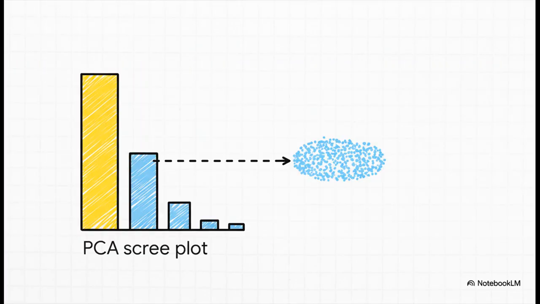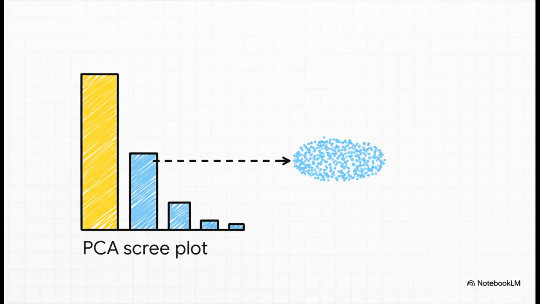Now, if you want a more definitive test, the PCA scree plot is your best friend. This chart basically shows you where all the variance in your data is hiding. And if you see this pattern, one giant bar at the beginning, followed by a massive drop-off, that's it.